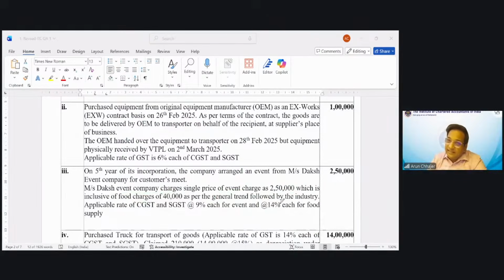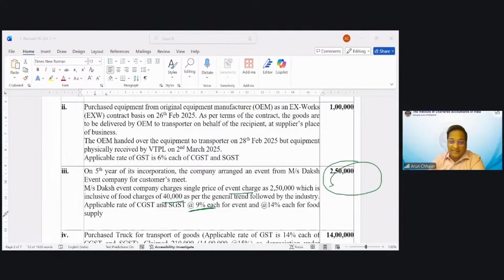And the principal supply is event, or principal supply is food. If I look at the quantification also, the major thing is event. What is the rate of the GST on the event? 9%. So we will charge the GST accordingly.